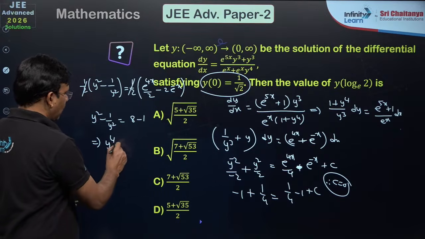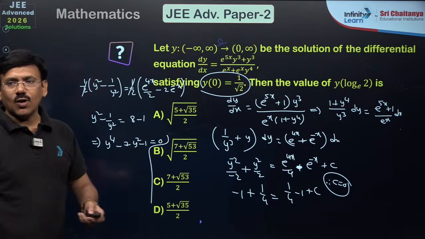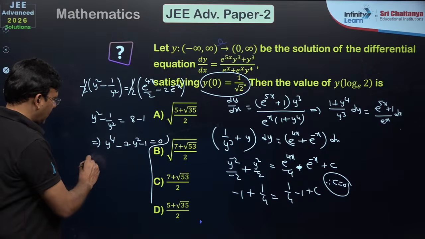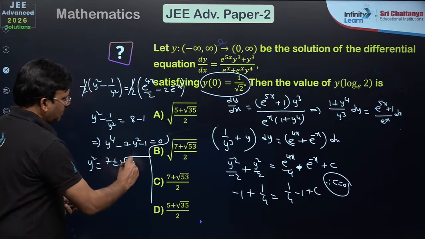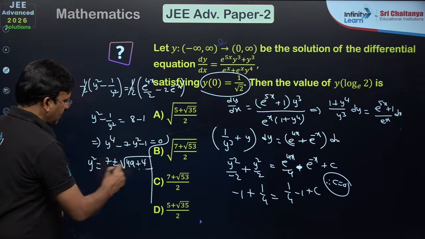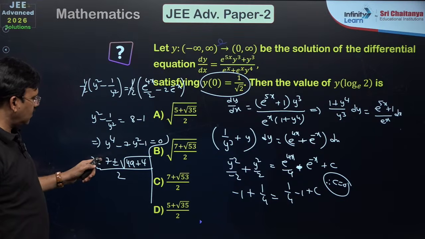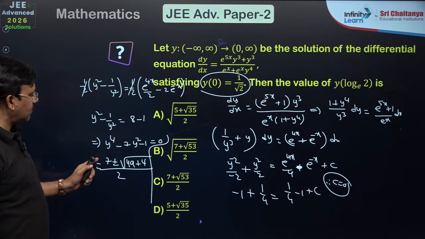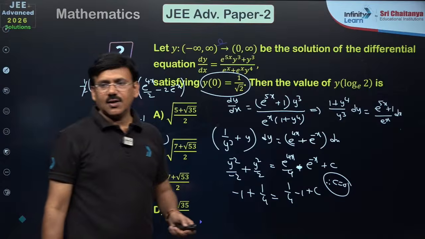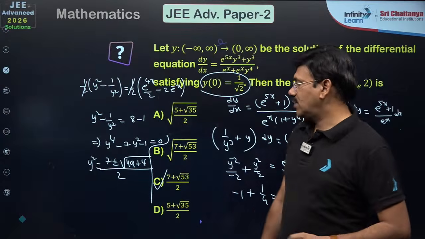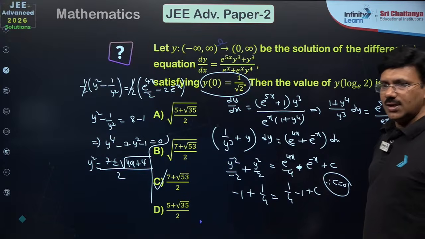So y power 4 minus 7y square minus 1 equal to 0 is the quadratic equation. You just find y square value, that is minus b plus or minus root of b square minus 4ac by 2a. So now y square must be positive, discard the negative one. So y must be square root of 7 plus root 53 by 2. So option C is the right answer, correct. 7 plus root 53 by 2. Clear? It's a very simple differential equation, variable separable equation.